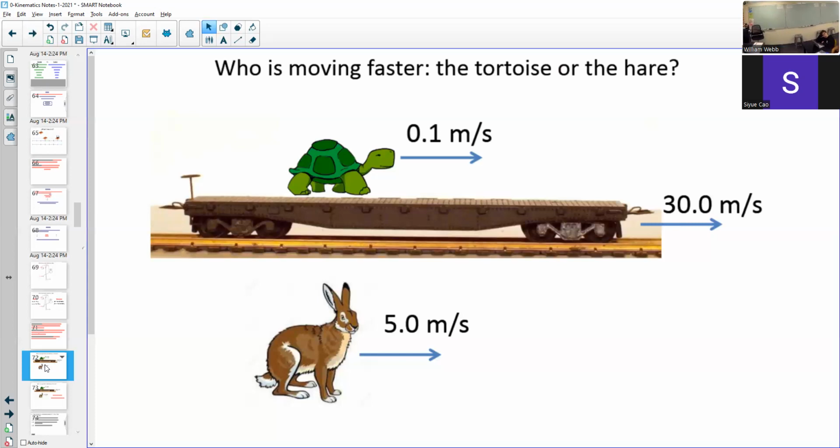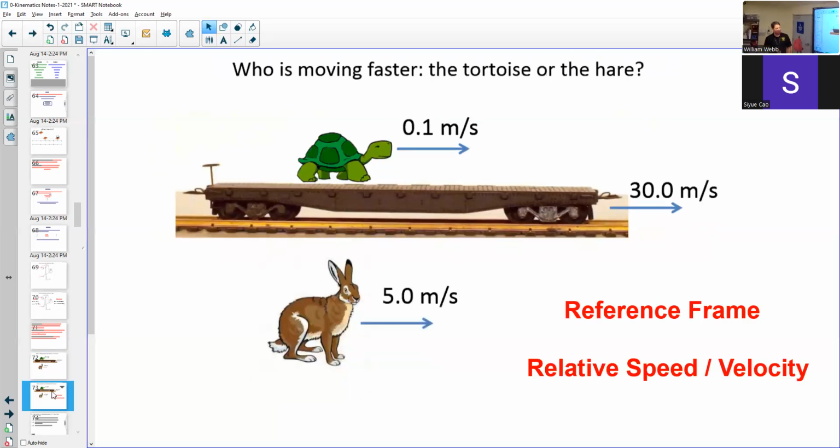Too general of a question, right? I need to specify what we are talking about here. If we saw these two beside each other, the turtle is going to get wherever it's going faster, because it's on the train, even though relative to the train the turtle is moving very slowly. Relative to the ground, the turtle is moving really fast. So we have to know a frame of reference.